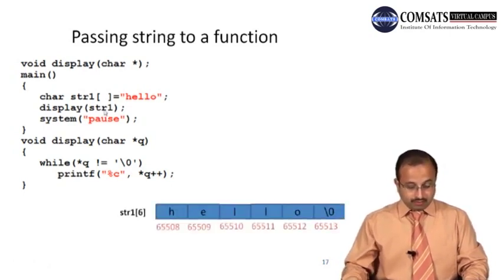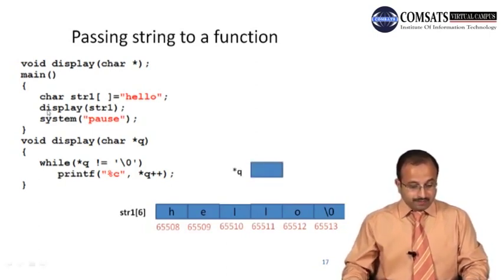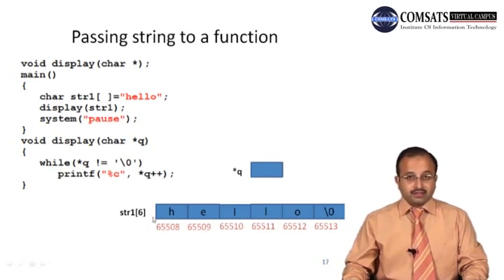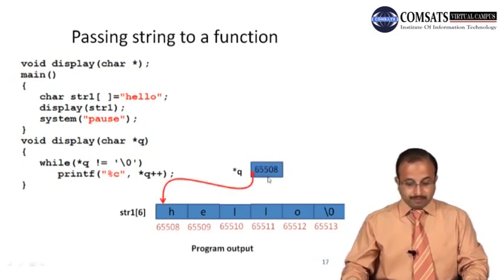So this is the memory allocated for str1, and when you call this function display, this str1 is 65508. That is the same as &str1[0], right? Address of the 0th index element. And when you pass it to the display function, in the display function we have a pointer q. So the value that gets assigned to q is 65508, and it points to this memory location.